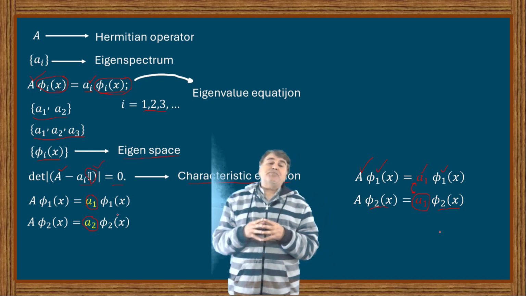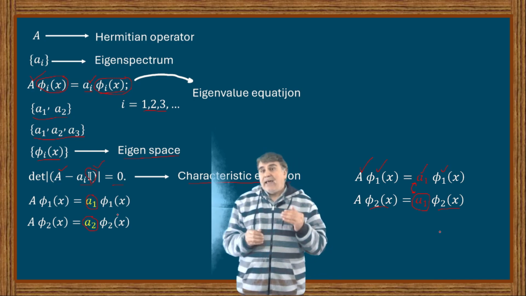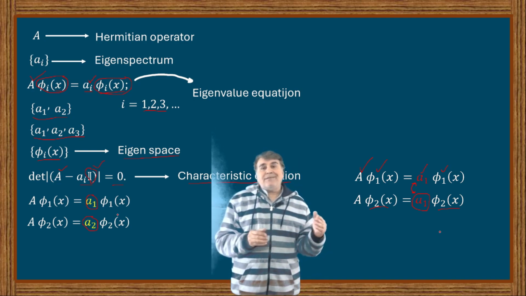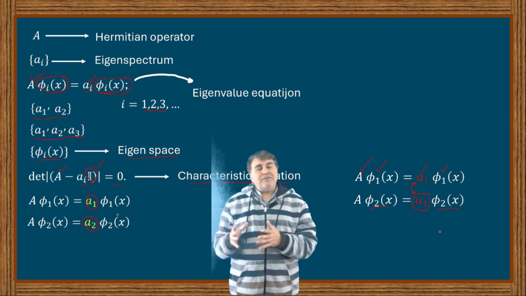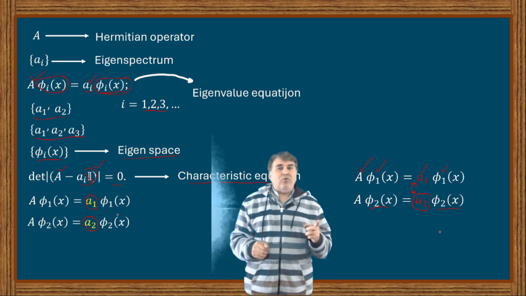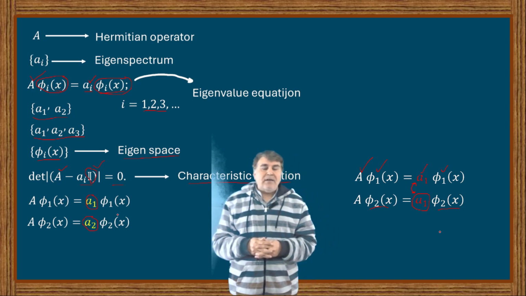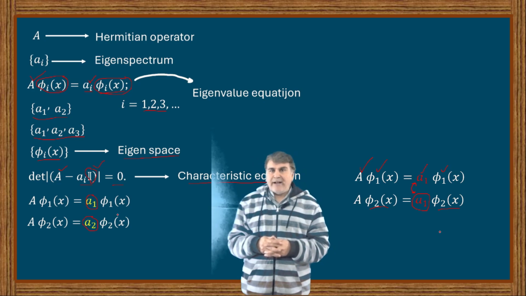Similarly, if a1 corresponds to three different eigenfunctions, that is, if the operator A acts on three different eigenfunctions and every eigenfunction produces the same eigenvalue, then that corresponding eigenvalue is called threefold degenerate.